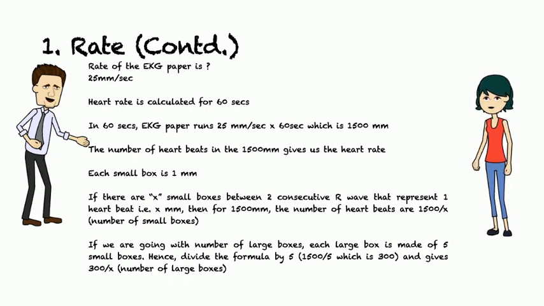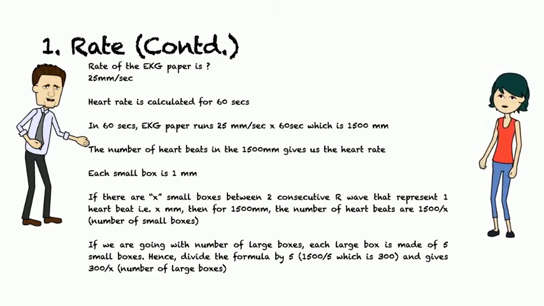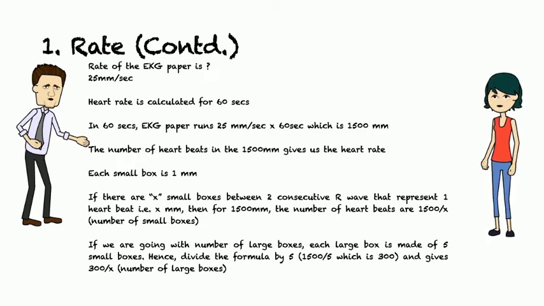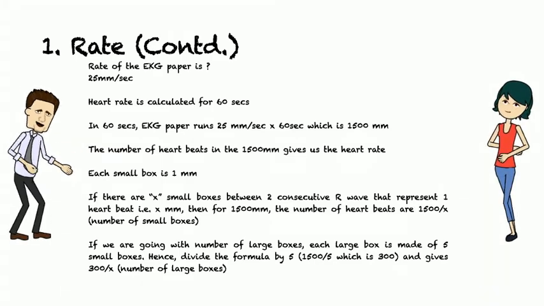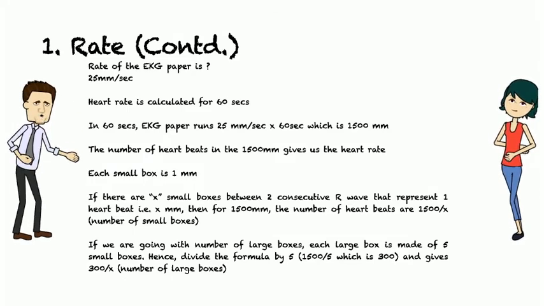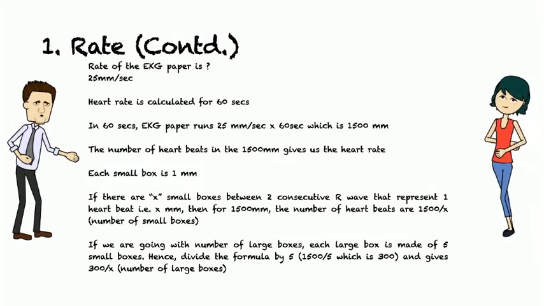If we are going with the number of large boxes, each large box is made of 5 small boxes. Hence, divide the formula by 5, that is, 1500 divided by 5, which is 300. Thus, 300 divided by X, the number of large boxes, gives the heart rate.